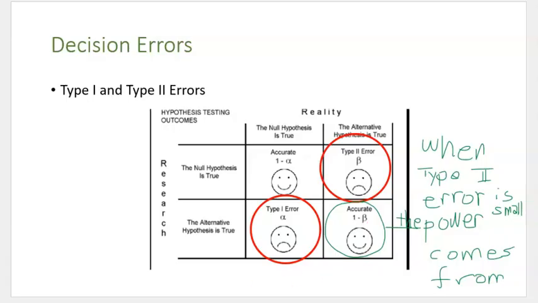So you should focus on this part, which is where the power comes from. Your analysis power comes from when your type 2 error is small, and then you can have greater power.